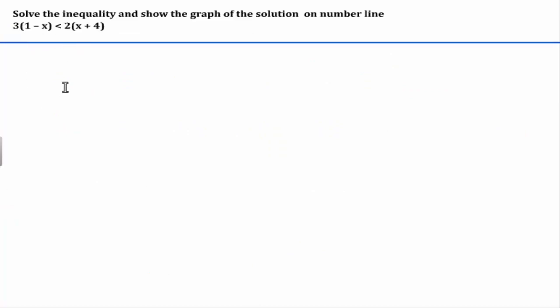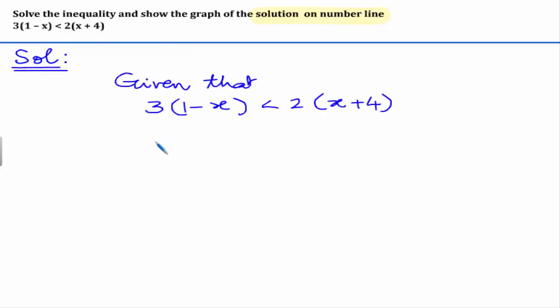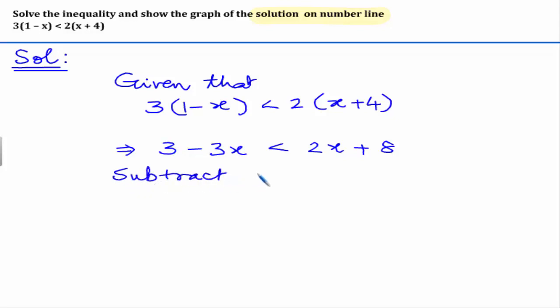Let us solve the given inequality and represent the solution on the number line. Let us see the solution now. Now the given inequality is 3 into 1 minus x less than 2 into x plus 4. To solve this, let us simplify them first, which is 3 minus 3x less than 2x plus 8. Now to get rid of 3 here, we have to subtract 3 on both sides.